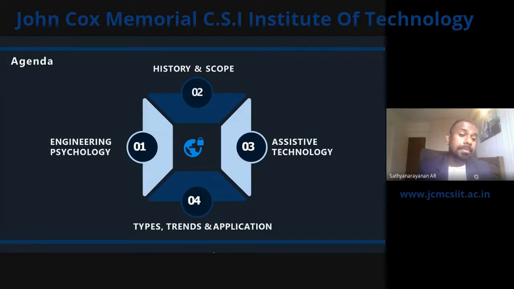Before that, we need to know what engineering psychology is, because everything evolved from that perspective. Psychology is about humans, their behavior and character, and how they respond to any sort of machine or any sort of response. So it's all about human behavior. Let's look into that first, then history and scope, then assistive technology types, trends, and applications.